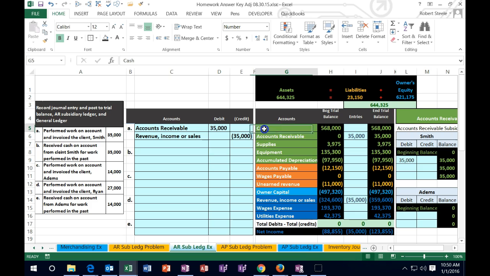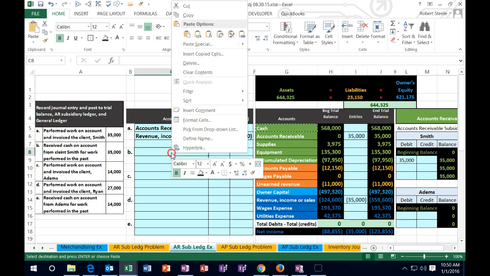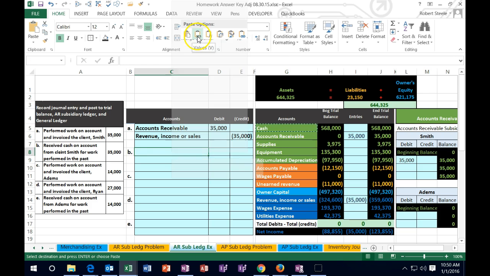Therefore, we're going to ask our questions, is cash affected? Yeah, we received money. We got cash. Cash has a debit balance. We need to make it go up. How do we make something go up? We do the same thing to it, which in this case would be another debit. So I'm going to copy the cash. We're going to put that in cell C8. So I'm going to right click and put that in C8.